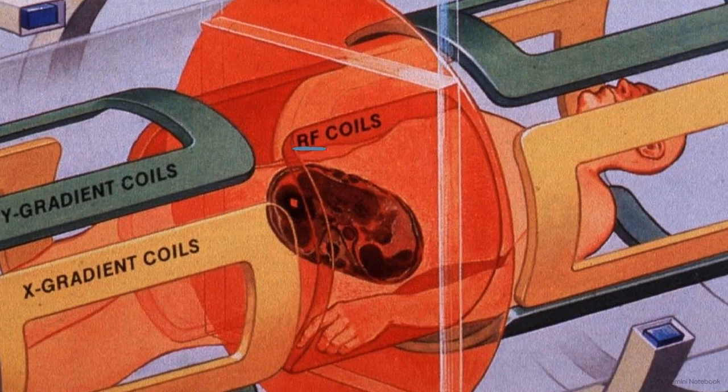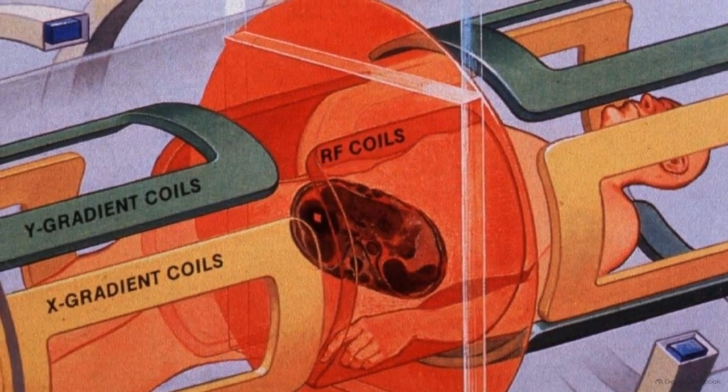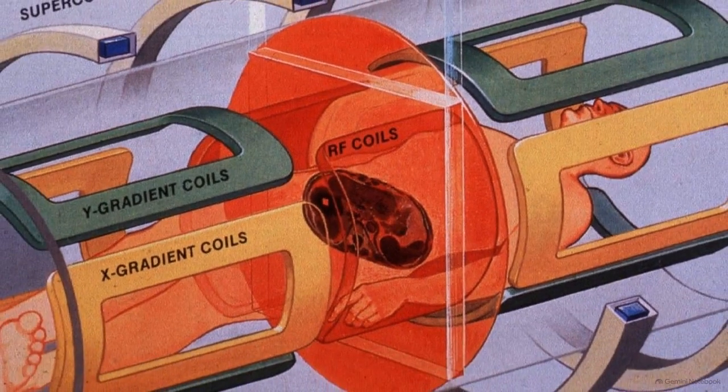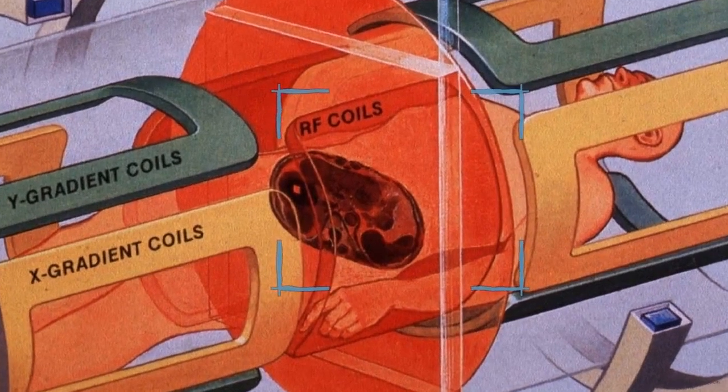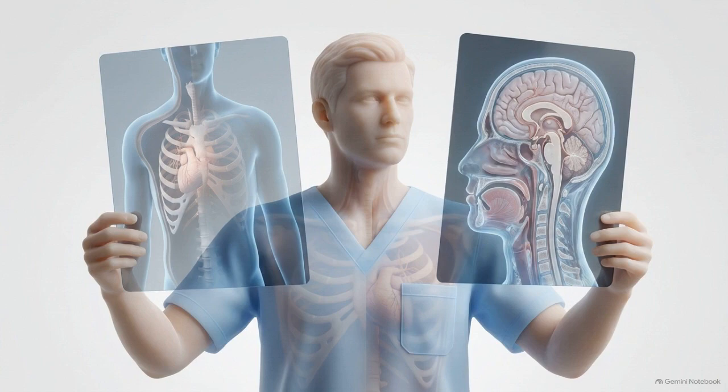Finally, the innermost ring houses the radio frequency, or RF, coils. These coils actively transmit targeted pulses of radio energy to knock the aligned protons off their axes, and then listen to the faint electromagnetic signals those protons release as they relax back into alignment. This physical process leads to the core paradox of MRI.